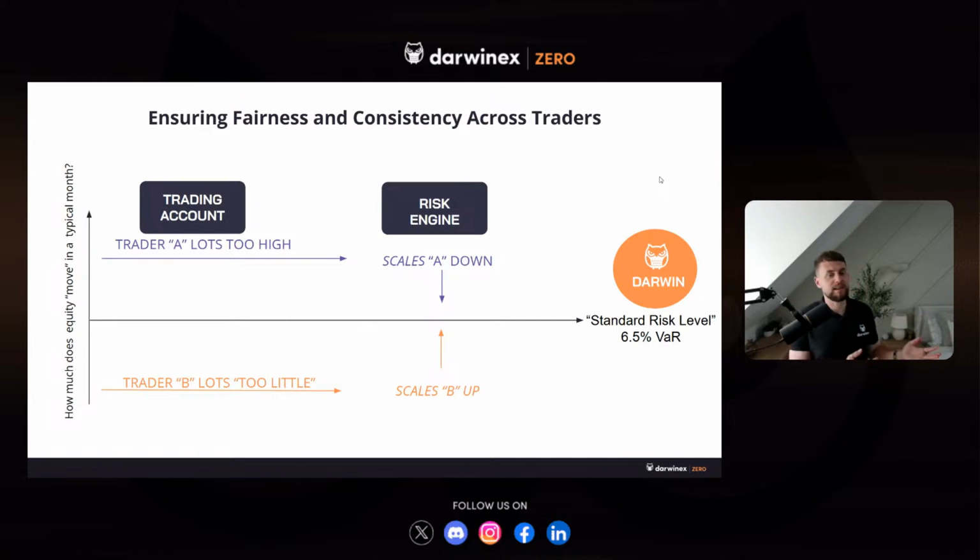So even though it's signal account level or MetaTrader level, trader A might have made an exponentially larger return due to betting larger size.